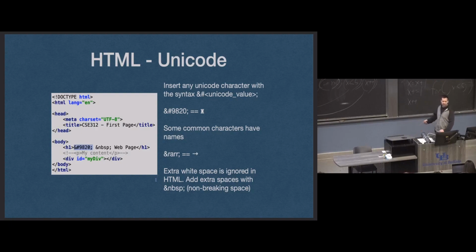And some of these, because who's going to remember Unicode characters? You'd have to look them up every single time. Nobody's going to, well, somebody might do that. I don't want to do that. So there are some named characters. For example, this rarr, right arrow, R-A-R-R. If you use that named character, then it's going to give you a right arrow on your web page.